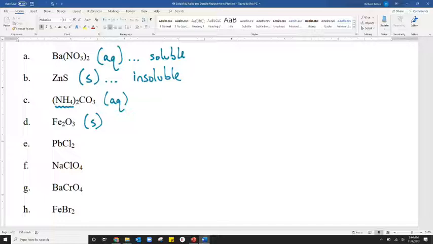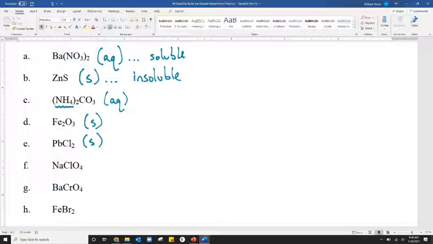Letter E, PbCl2. What'd you get for that one, Logan? Insoluble is the answer again. All chlorides are soluble except those containing lead and mercury and some other metal there. I can't remember the other one right now.